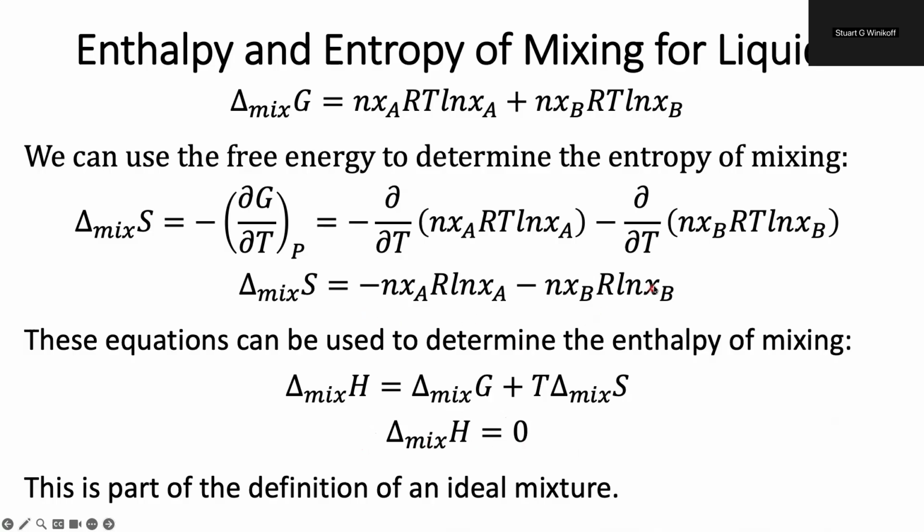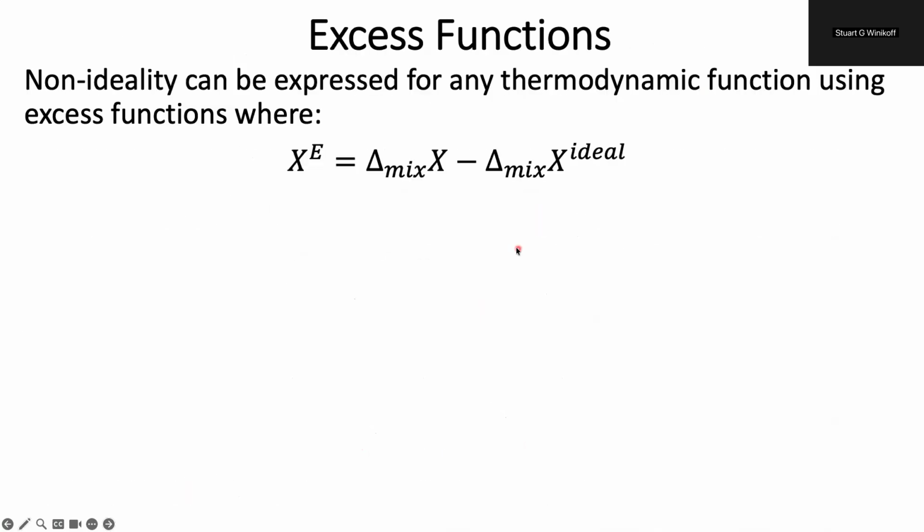Entropy will typically increase, because again, remember those mole fractions are less than 1. And the Gibbs free energy will decrease. So all of this favors mixing. So very similar to what we saw for the gases. However, what happens if I have a non-ideal system?